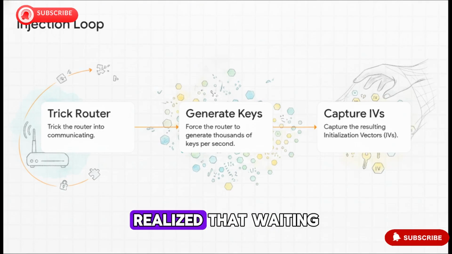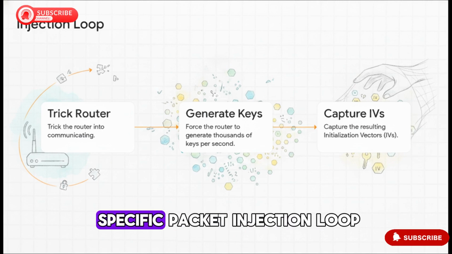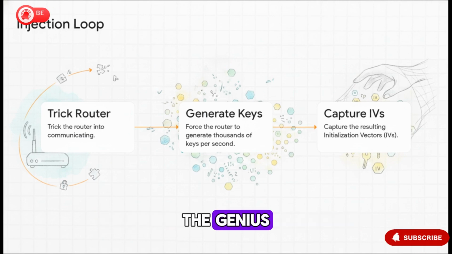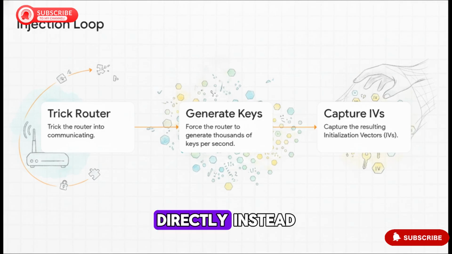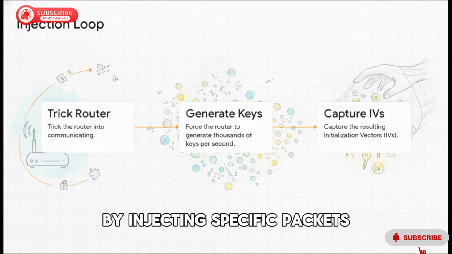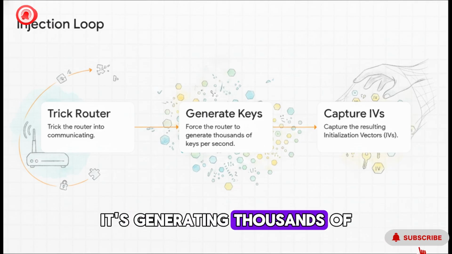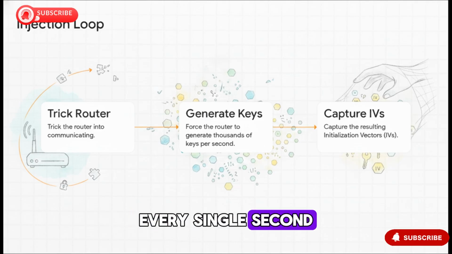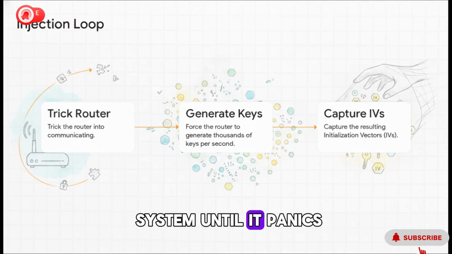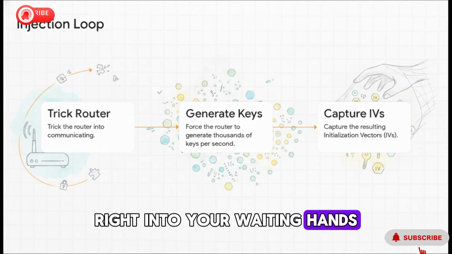Security researchers realized that waiting for natural network traffic just took way too long, so they engineered a specific packet injection loop. The genius part is that you don't actually hack the router directly. Instead, you trick the router into talking to itself. By injecting specific packets into the air, you force the router to reply, and suddenly it's generating thousands of cryptographic keys every single second. You're essentially stressing the system until it panics and rapidly leaks its own secret puzzle pieces right into your waiting hands.